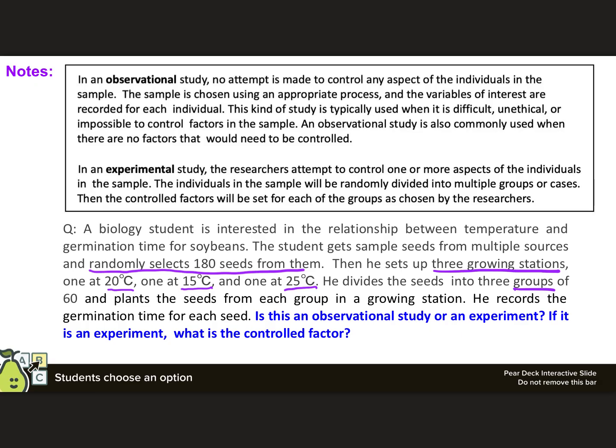Well, the fact that he is cutting it into 3 groups, each group gets their own different temperatures, this is definitely an experiment. So we are going to identify the control factor. Well, the control factor would be the temperature, because that's something that the groups have that is different. They're controlling the different temperatures, and then they're also comparing the germination to the temperature. So temperature would be the control factor.